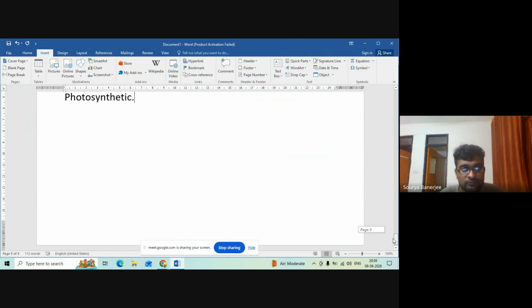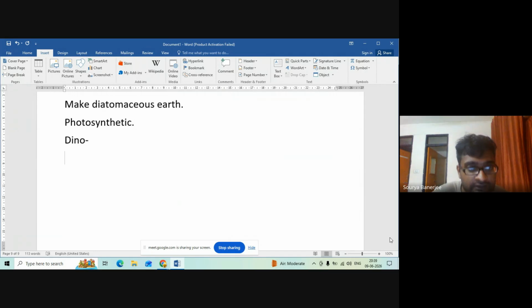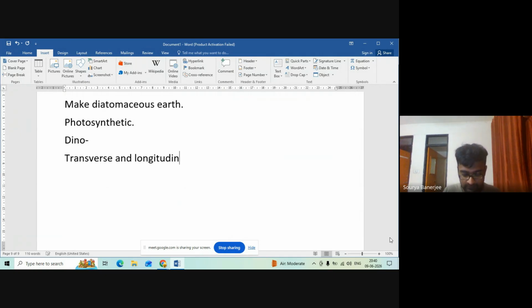Now coming to dinoflagellates. Let's write in short form. In case of dinoflagellate, the name says it all. Di means two. They will have two flagella, dinoflagellate. One is transverse and one is longitudinal.